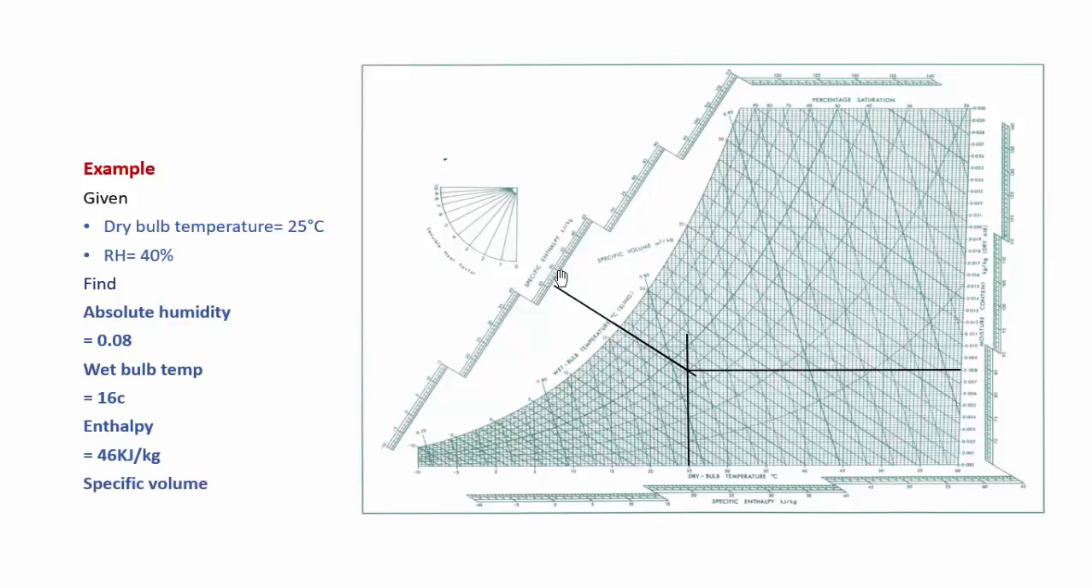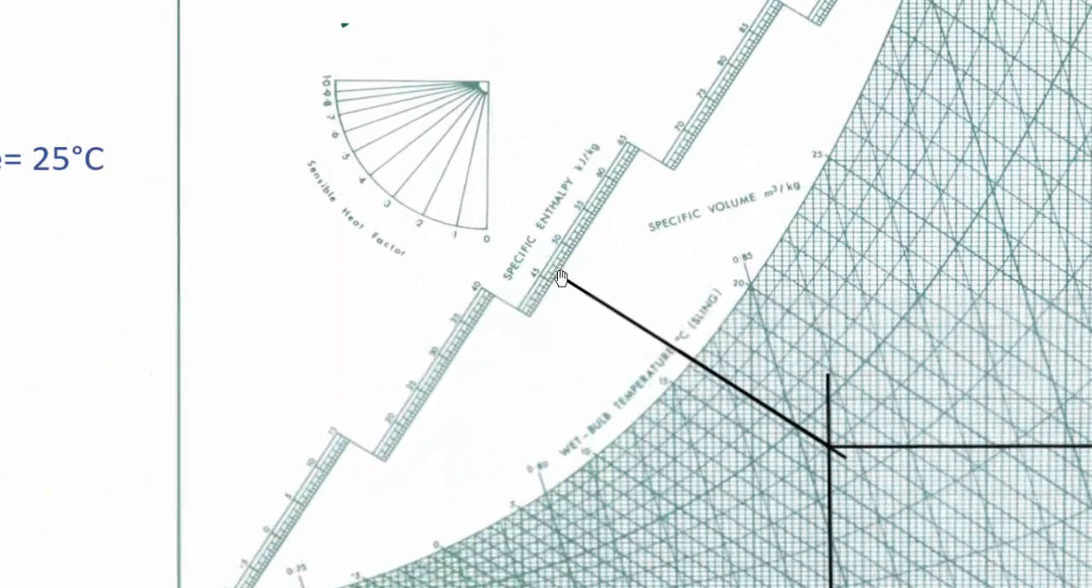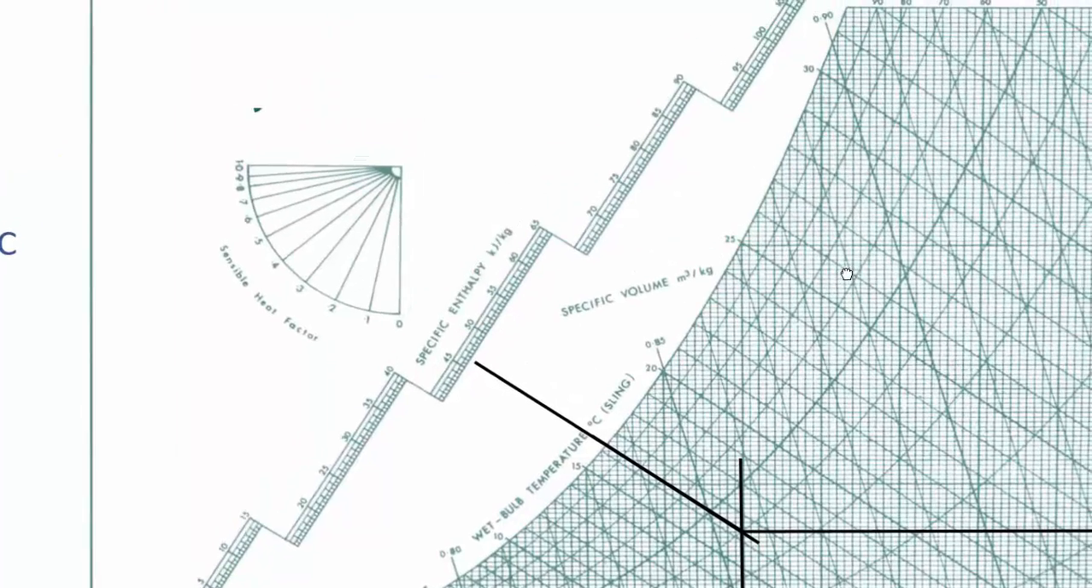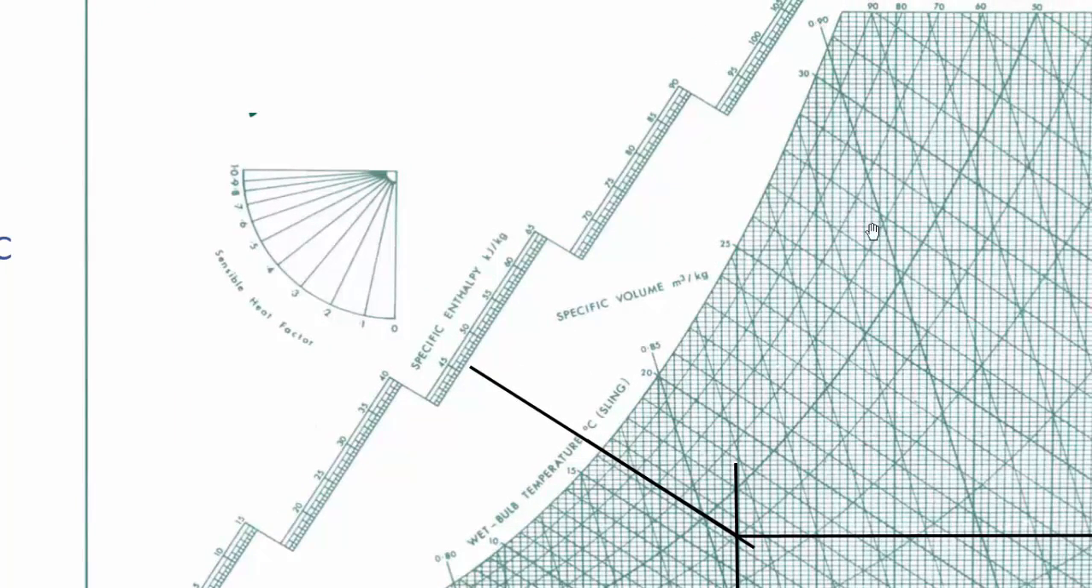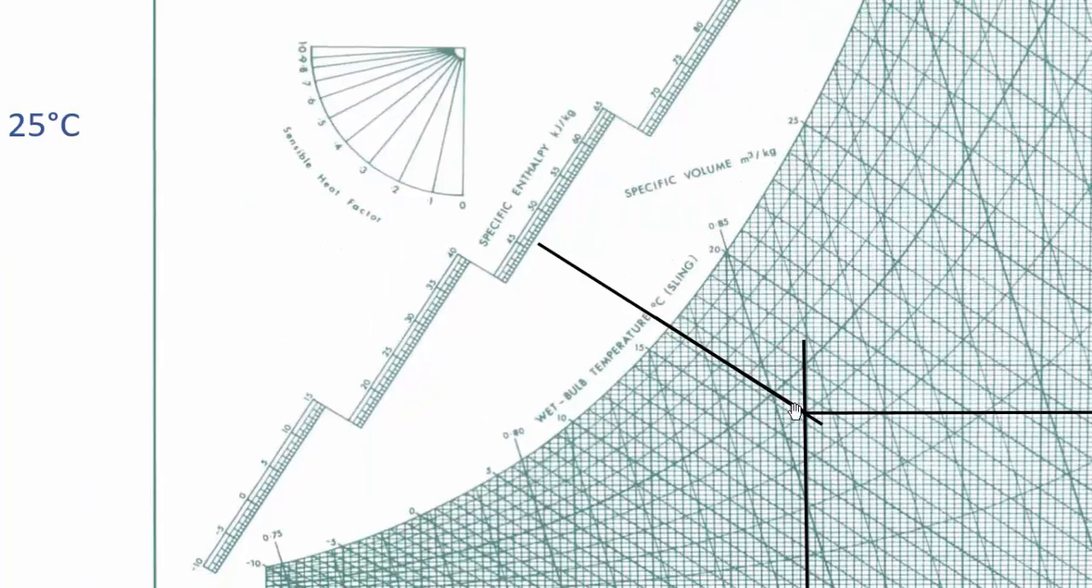The other property will be the specific volume. From the chart, you can see that the specific volume is represented here in meter cube per kilogram. This is the specific volume line. So here we have 0.8. This line is the specific volume line, which is 0.8. Then you have here 0.85, then you have here 0.9. From this point, you can draw a line parallel to the closest one. So this is the 0.85 line.